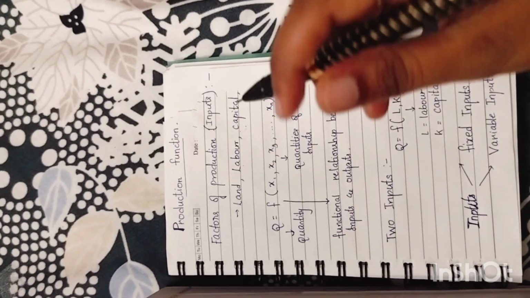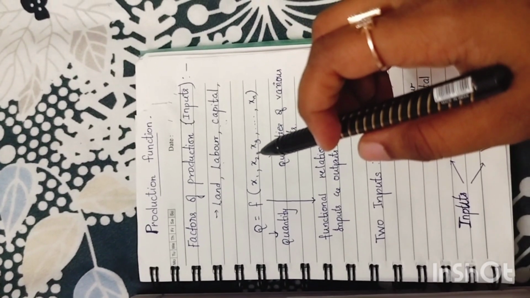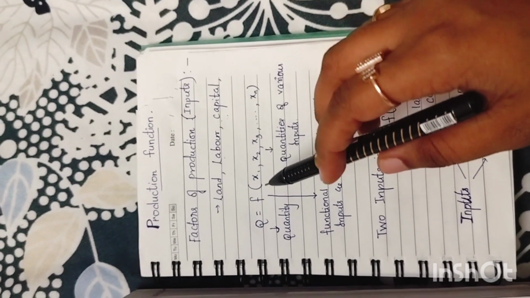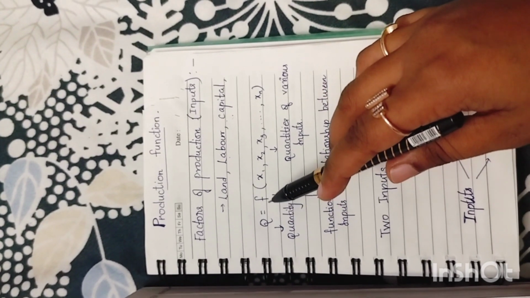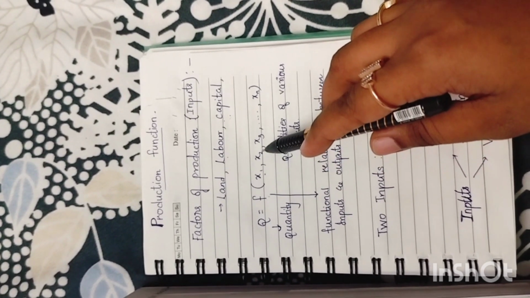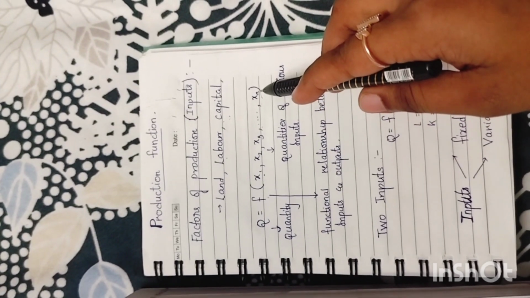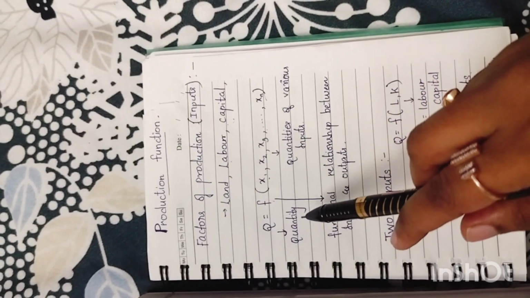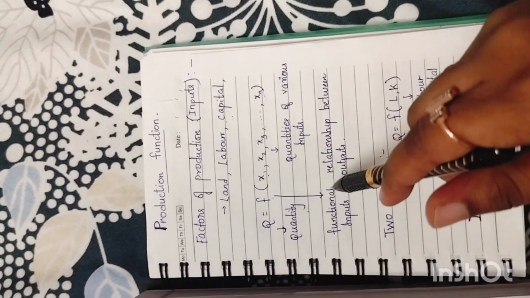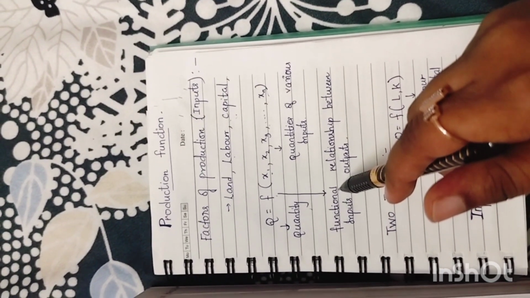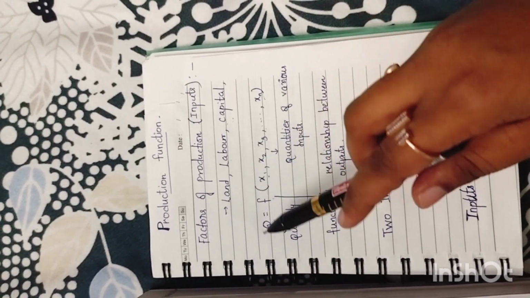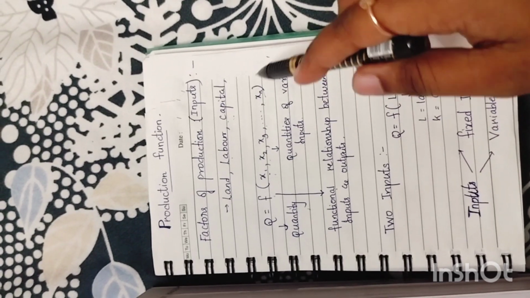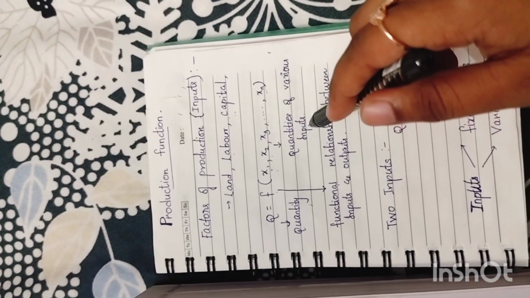So here, the inputs and outputs are technically explained in terms of q is equal to f of x1, x2, x3, and so on till the nth term. So here q represents quantity and f represents functional relationship between inputs and outputs, and here x1, x2, x3 and so on represents the quantities of various inputs.